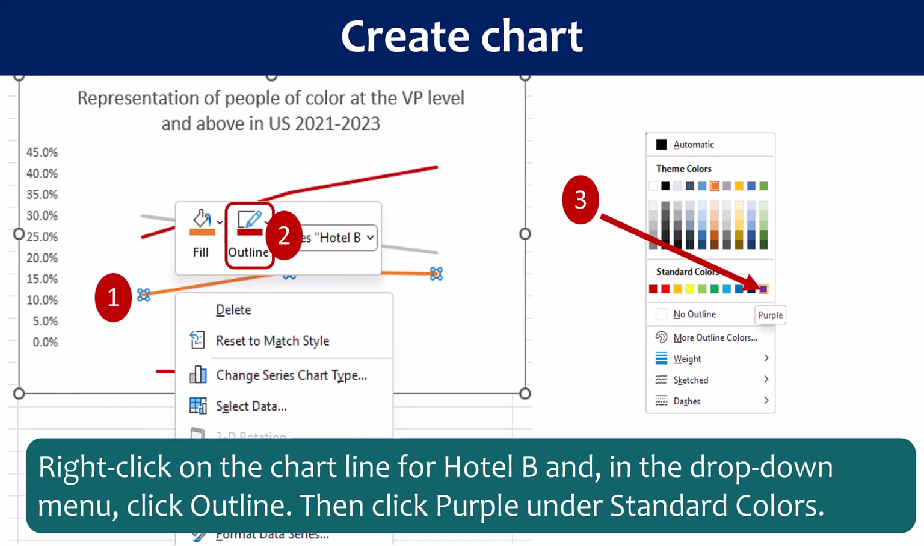Right-click on the chart line for Hotel B and in the drop-down menu, click Outline. Then click Purple under Standard Colors.